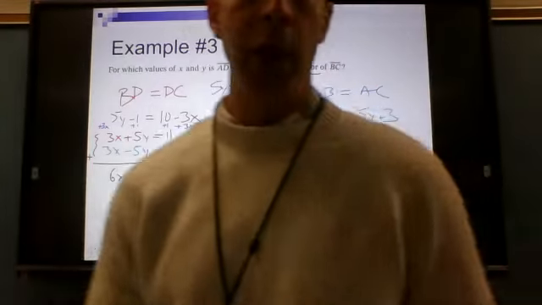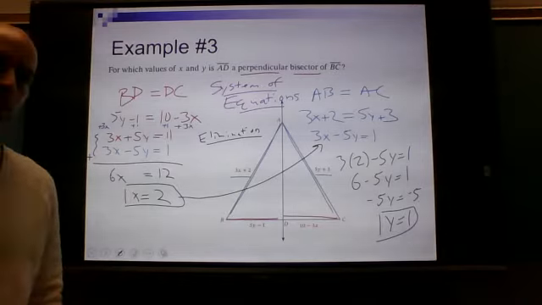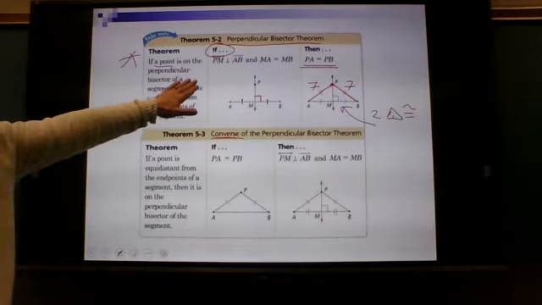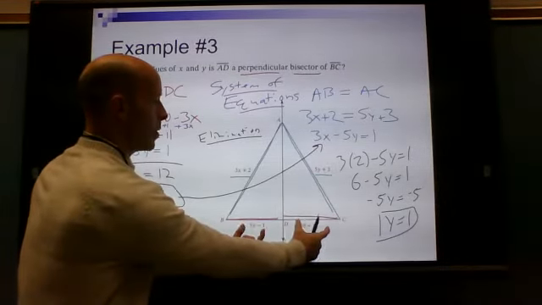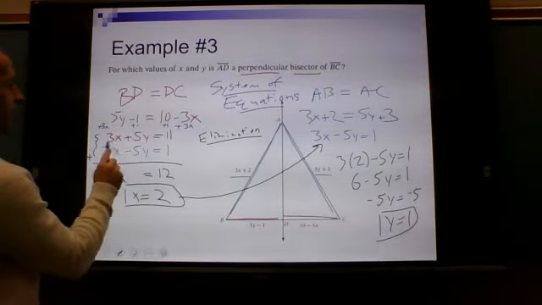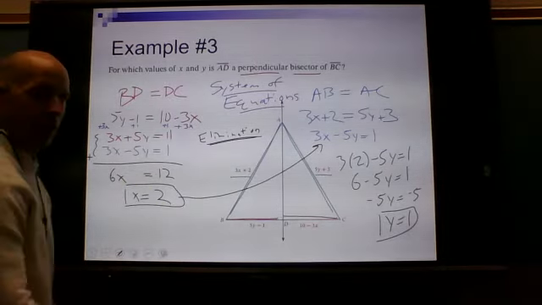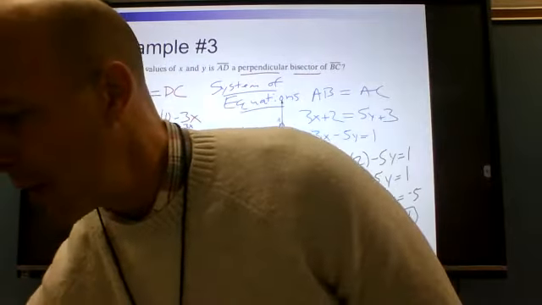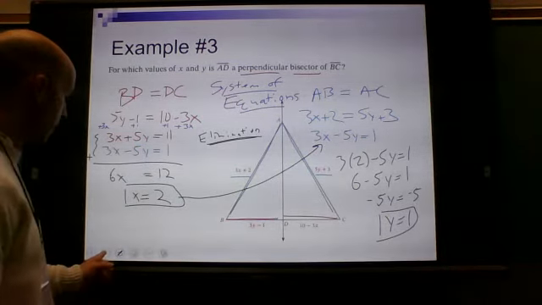Now, I went pretty quickly through the algebra on that, but that's how it works. What I did here is I used the perpendicular bisector theorem to conclude these two segments had to be equal and these two segments had to be equal, which generated these two equations. And then I solved them using elimination. So I'm trying to do a little bit of a review of Algebra 1. Does anybody have any questions on that example? Okay, I'm going to go ahead and move forward.